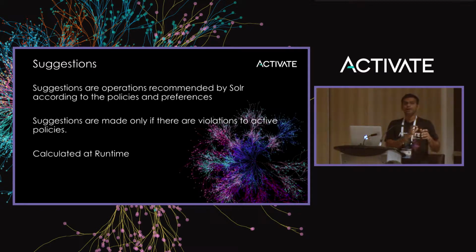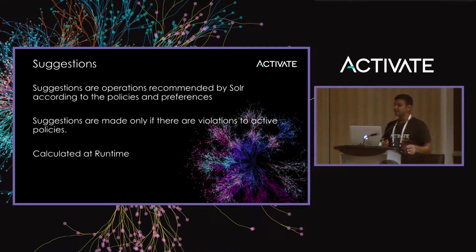So at this point, how do we want to move things around so that we can still maintain this sort of stability and uniformity in the cluster, right? Those are things that we want to start leveraging through suggestions to tell you, you know what, you need to move a replica from machine 1 to machine 2 because this policy is being violated. Things of that nature. So suggestions are operation recommendations according to the policies and preferences.